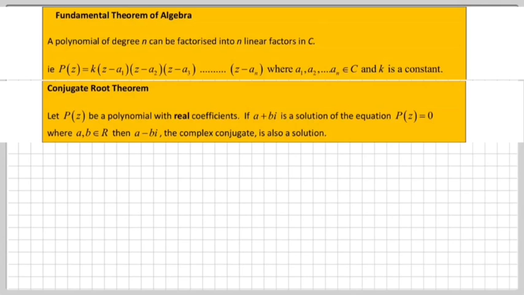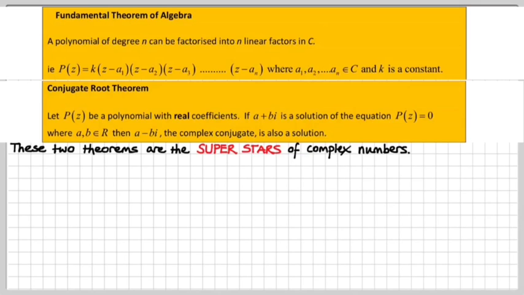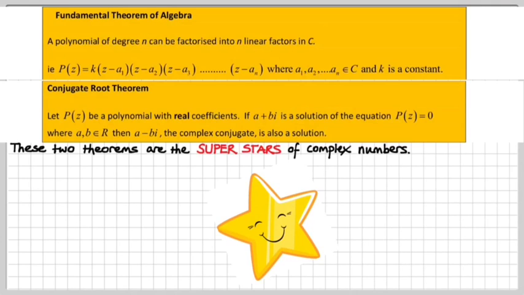And the second one, big superstar theorem here, is the conjugate root theorem, which says that if we have a polynomial with real coefficients, it must have real coefficients. Every term in the polynomial must have a real coefficient. Then, if a plus bi is a solution, one of the solutions of the equation p of z equals 0, where a and b are real numbers, then, ladies and gentlemen, a minus bi, the complex conjugate, must also be a solution. Now, these two theorems are the superstars of our whole topic in complex numbers, okay? So they deserve star status, yes?